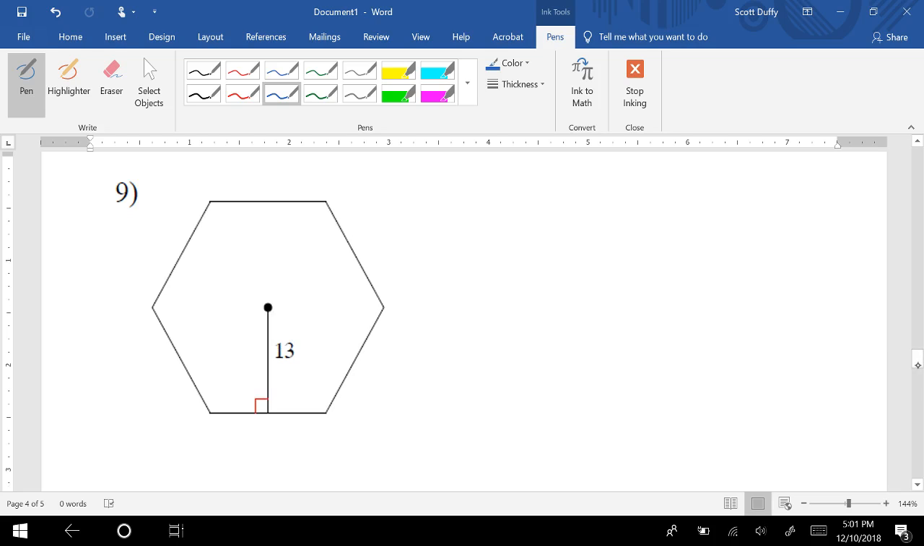Nine. Okay, so what we have is just the altitude of one of those triangles that would be drawn in. So what we're going to do is find just one of these central angles. What you realize is that there will be 6 triangles. So first thing I'm going to do is 360, that center, divided by 6 to figure out what this angle would be, and that would be 60 degrees.